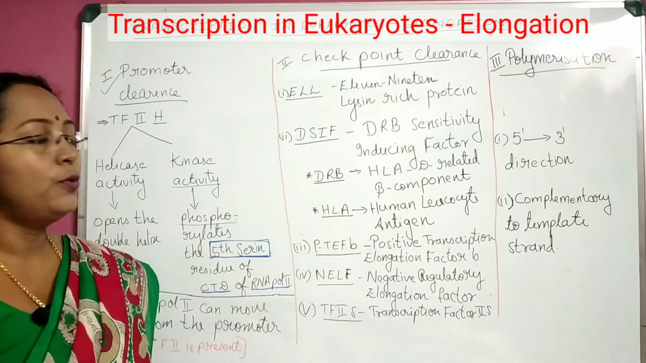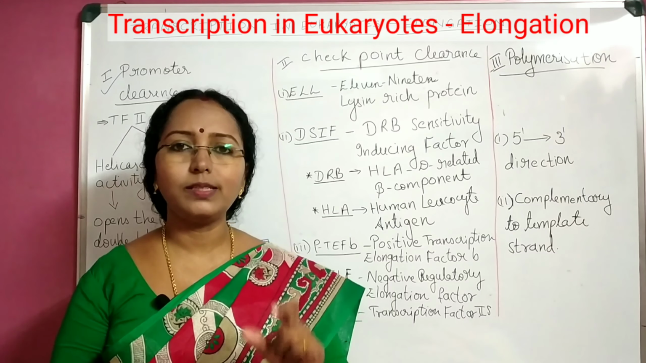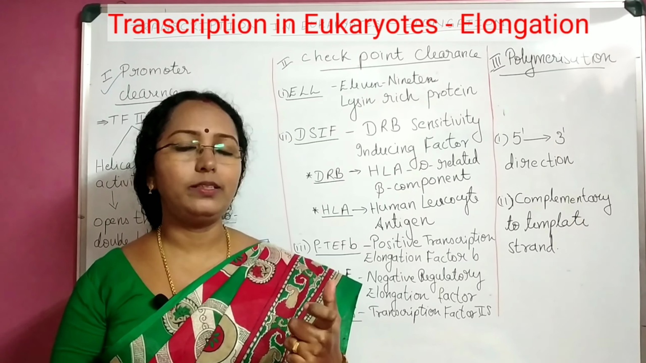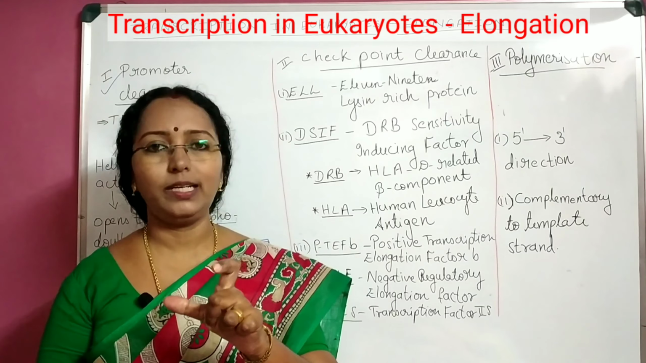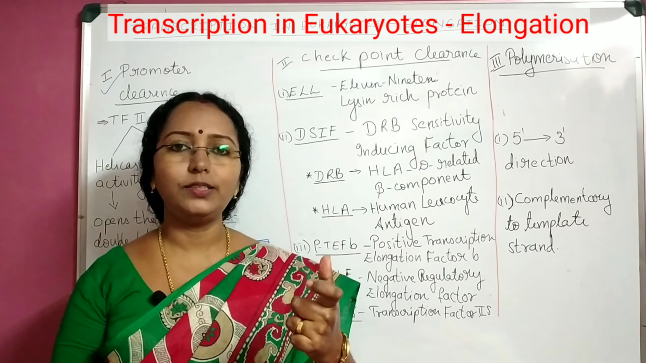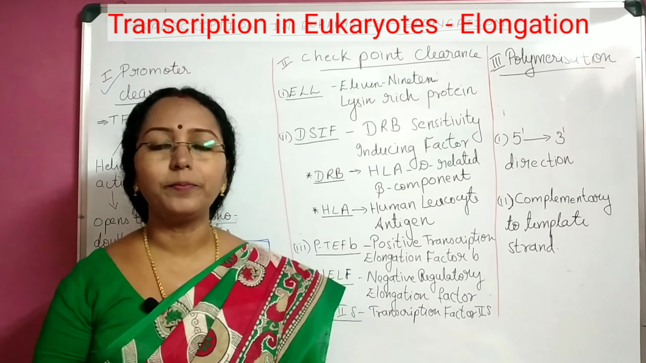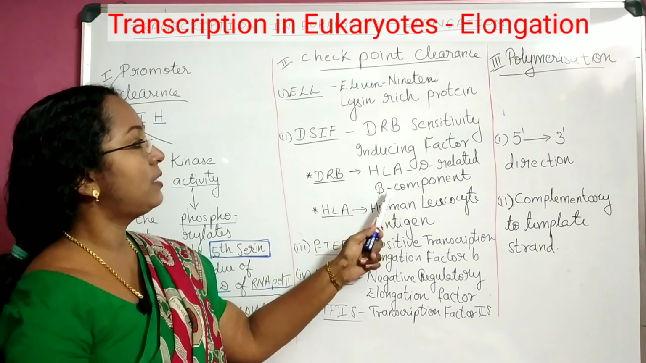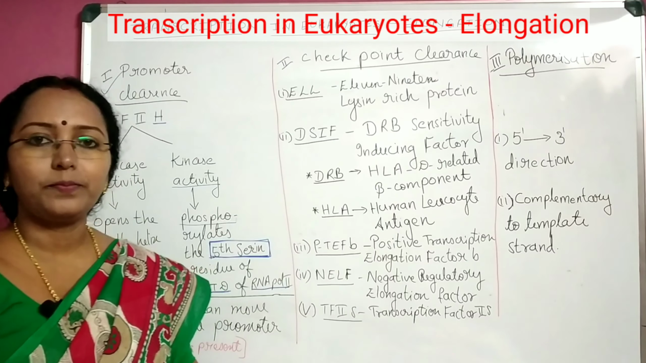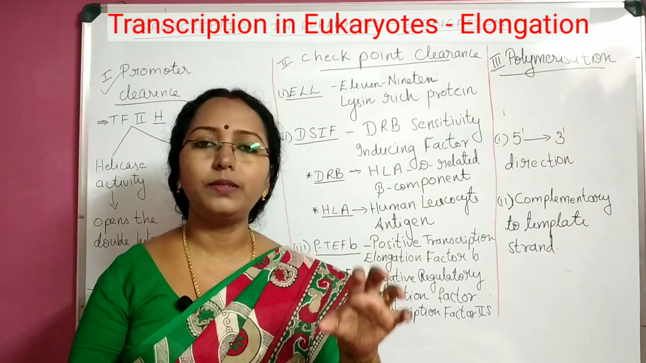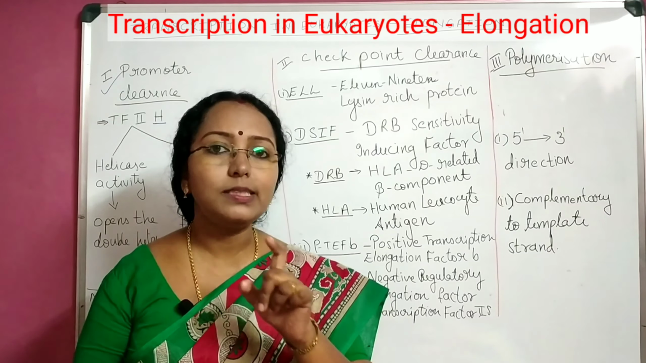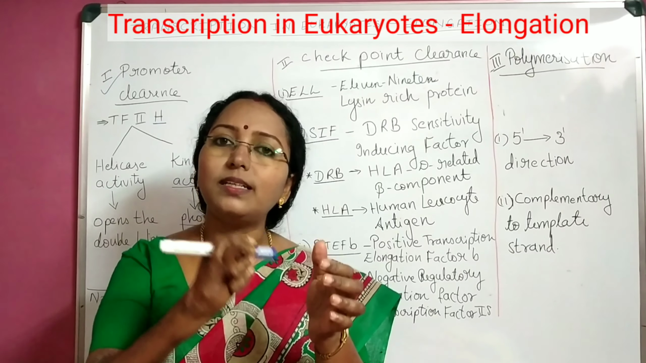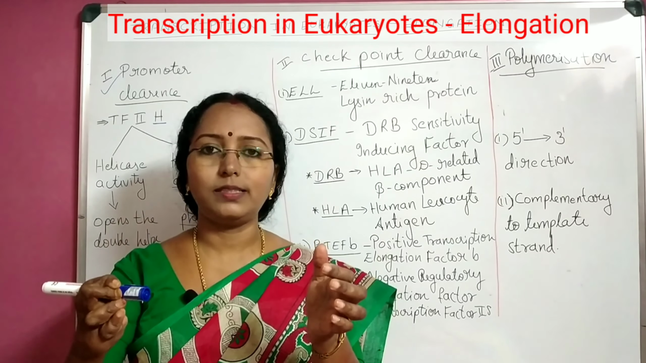You know about human leukocyte. Leukocyte means white blood cell. Human leukocyte antigen is there, and in short it is called HLA. In this HLA, there is a D-related beta component. HLA has many components. One such component is the D-related component, which is termed DR.